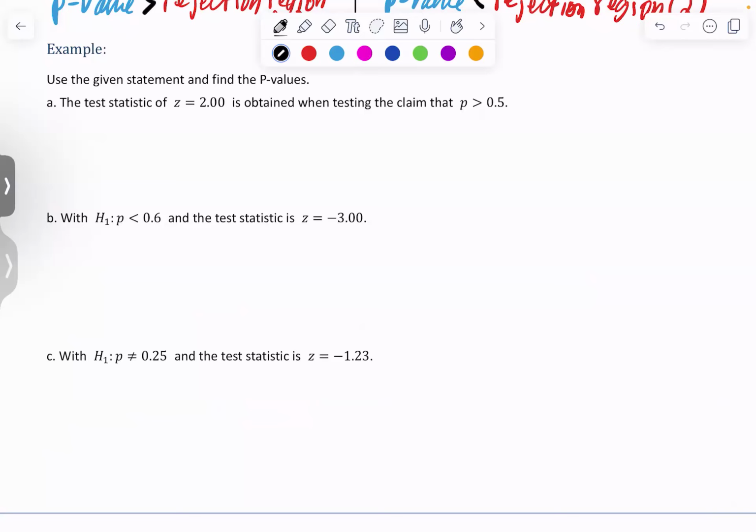Use the given statement to find the p-values. The test statistic of z equals 2 is obtained when testing a claim that p is bigger than 0.5. Okay, so my null hypothesis is that p is 0.5. My alternative hypothesis is that p is bigger than 0.5. First of all, that means that it's going to be left-tailed. So greater than means that it's left-tailed.